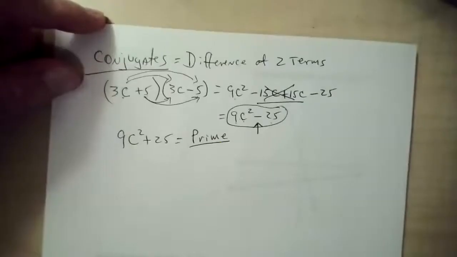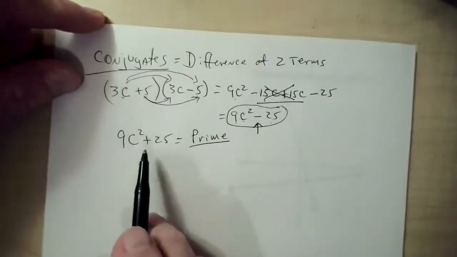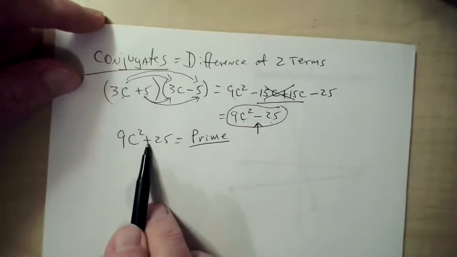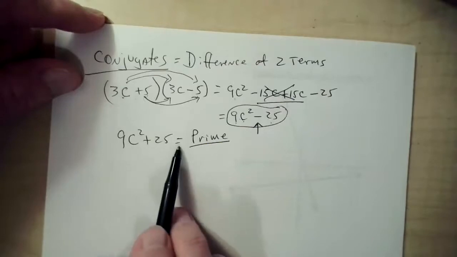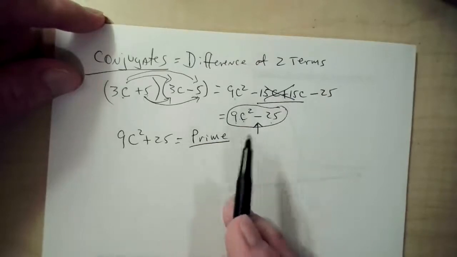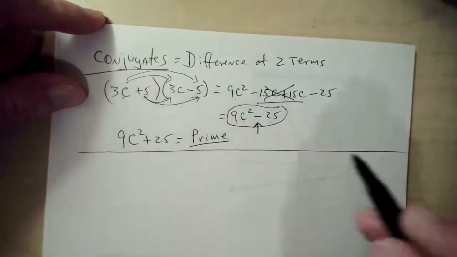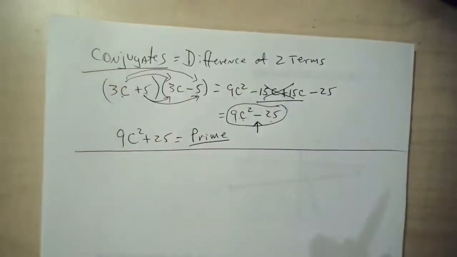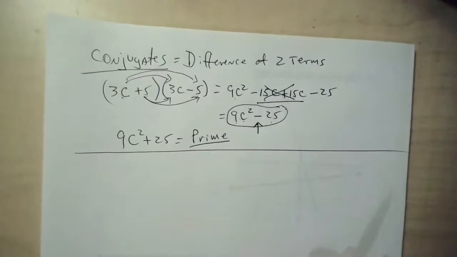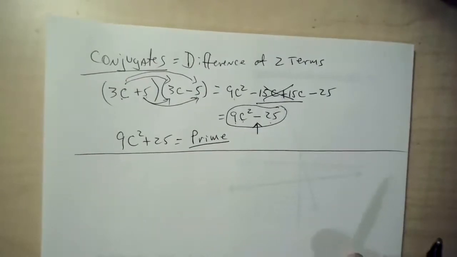In other words, it cannot be factored. Okay, so the answer to that is if it's the sum of two squares, this is prime. It cannot be factored. And again, that's called a conjugate. The name isn't that particularly important, but the concept is.